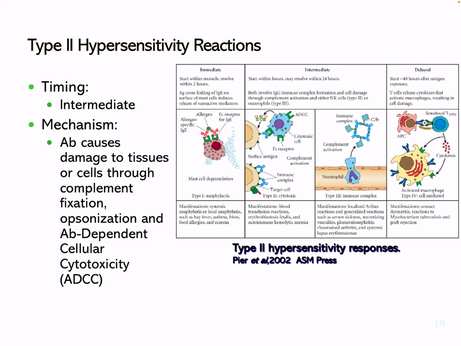Type 2 hypersensitivity reactions have an intermediate timing. They usually start within hours and may resolve within 24 hours. The mechanism is through antibodies, and that's the key thing: antibody causes damage to tissues or cells through complement fixation, opsonization, and antibody-dependent cellular cytotoxicity. These are all the functions of antibody. Our antibodies bind to a tissue that we do not want, and that causes all the normal functions of ADCC, opsonization, and complement fixation, which is not good.